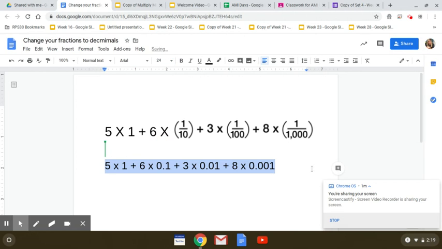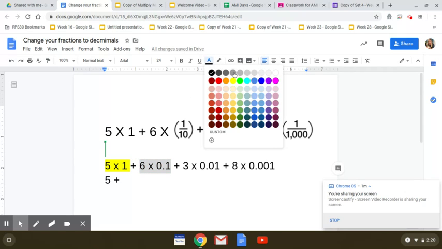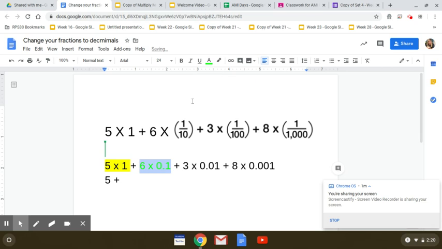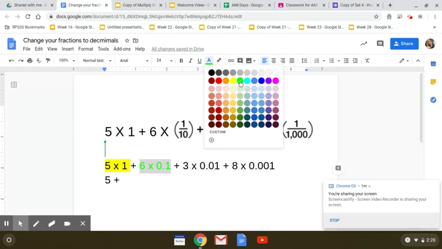So then what we're going to do, going along with the order of operations, we know that we need to multiply and divide before we can add. So 5 times 1 is 5, plus 6 times 1/10, which would be 6/10, because I know 1 times 6 is 6, and then I would have to add in my decimal.